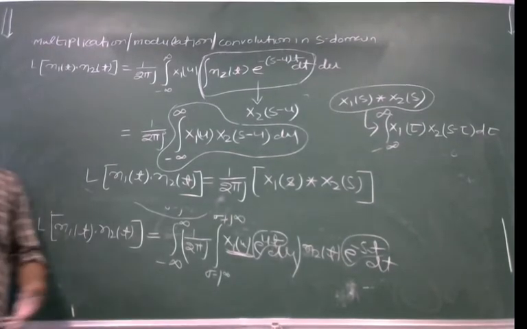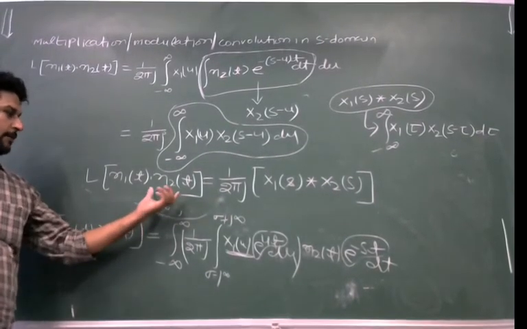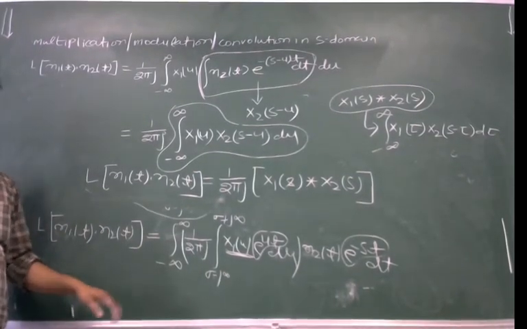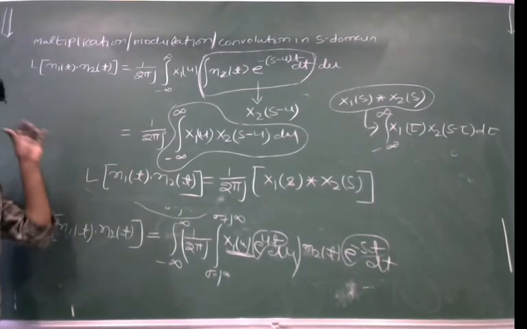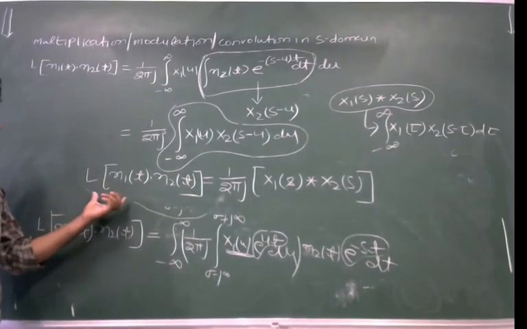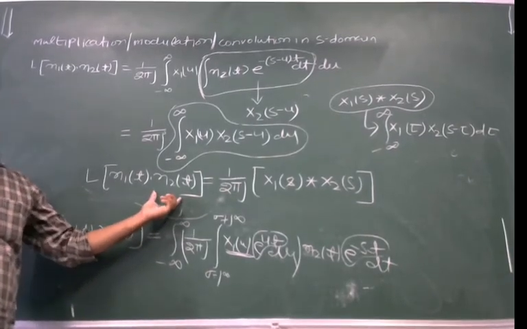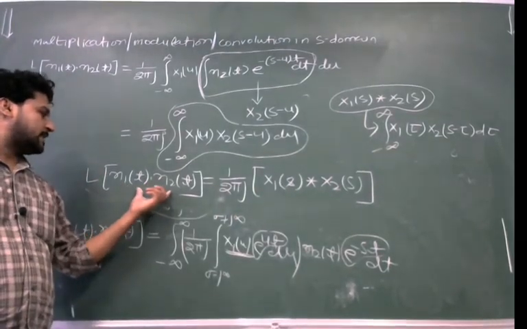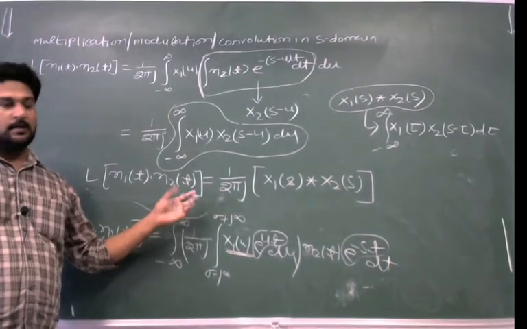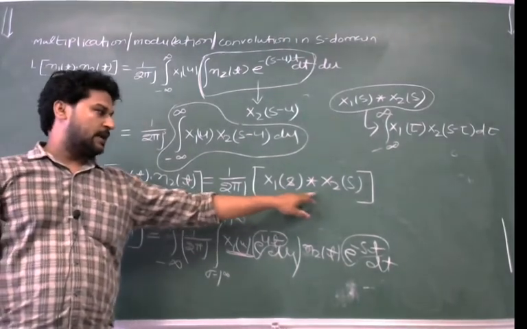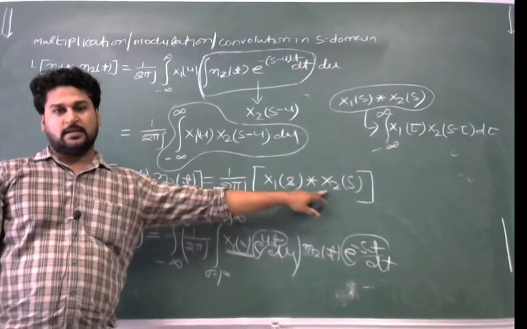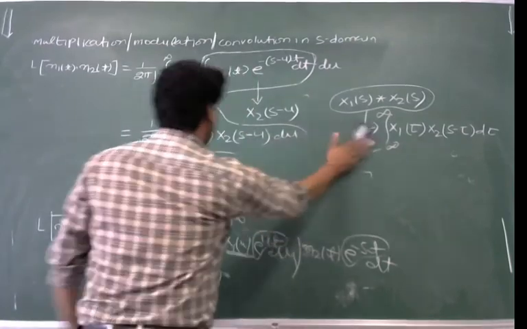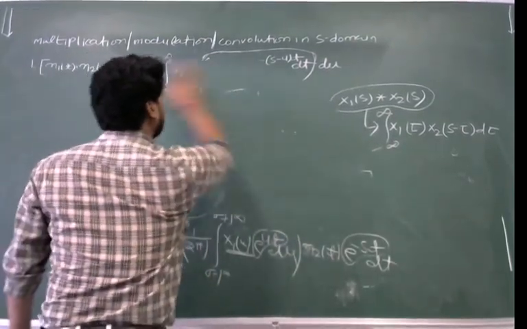Earlier we have seen that if the signals are convolved in the time domain, then they will be multiplied in the s domain. But here the second statement is, if signals are multiplied in the time domain, they will get convolved in the s domain. So here we are multiplying the signals x1(t) and x2(t) in the time domain, but what we are getting is the convolution of their s domain signals. This is called multiplication or modulation or convolution in s domain property of the Laplace transform.